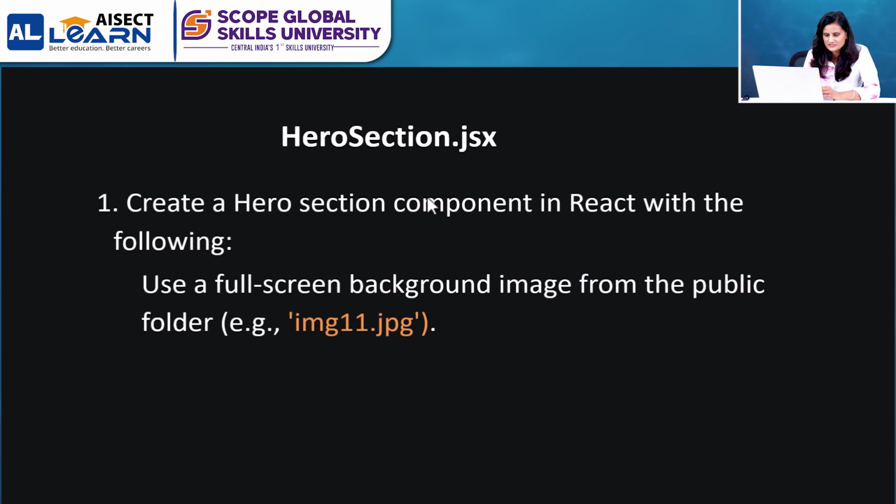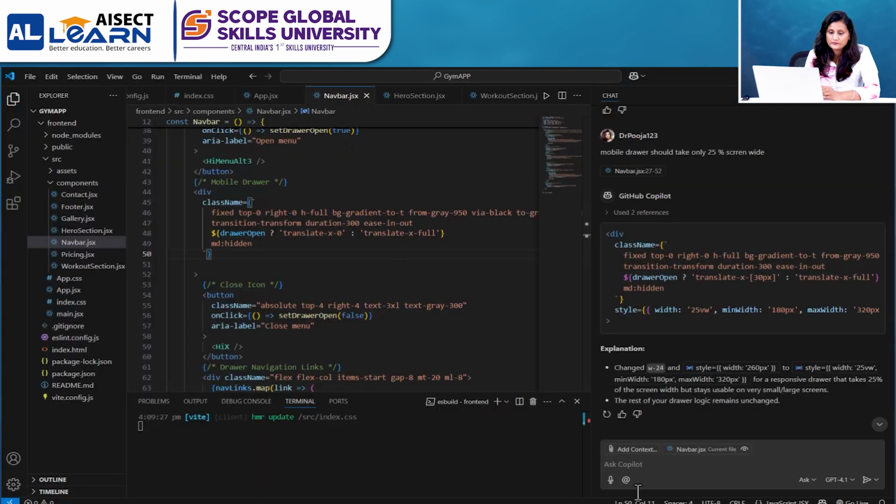I'm taking it in 3 steps. The first is very simple. I want a hero section with a full screen background image. Now I have already stored the images in the public folder. You also have to do it. I'll be providing you with all the content which is required, or you can get your own images. Okay, I have this image img11.jpg in the public folder.